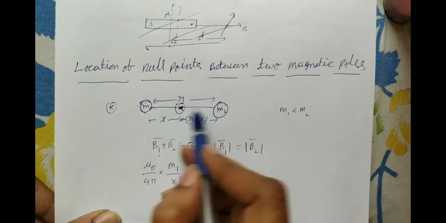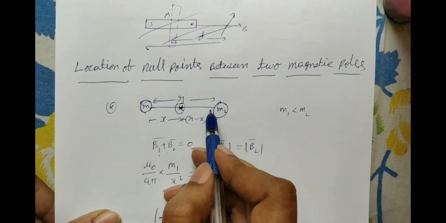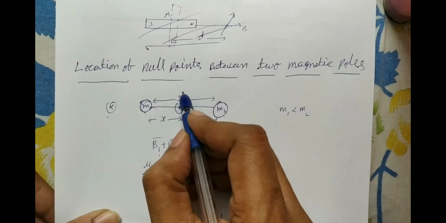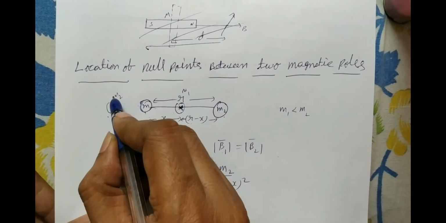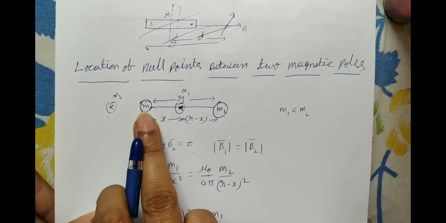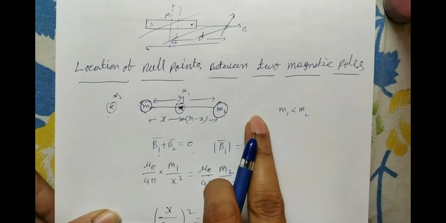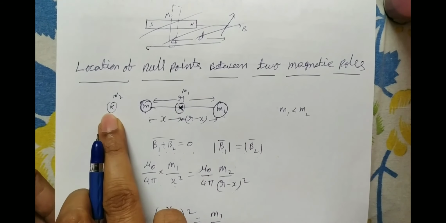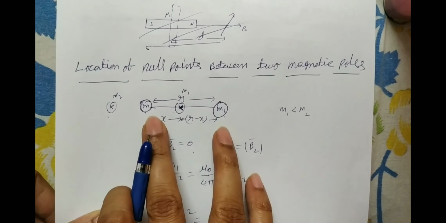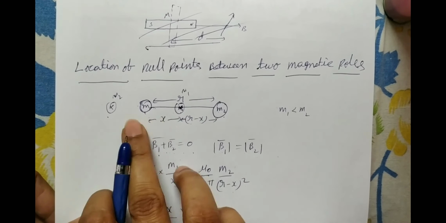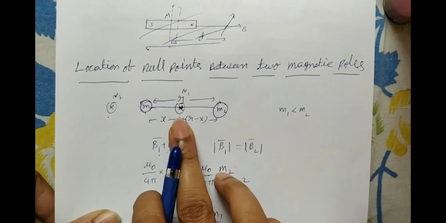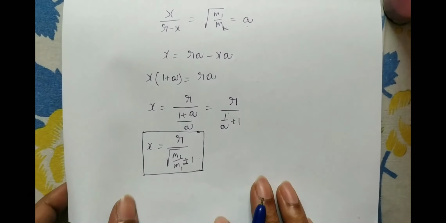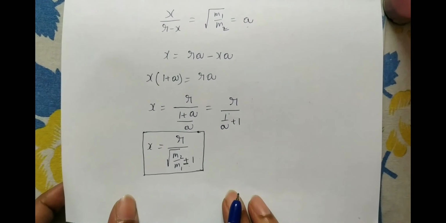And if you take unlike poles, you get the null point outside. So here is one neutral point, and here is another neutral point. Outside means this side also is possible. But here M2 is greater than M1, so we get it nearer to the weaker pole only. Like poles means between, unlike poles means outside, and nearer to the weaker pole. That is important here. So that is the formula: when you take plus and when you take minus, like poles for plus and unlike poles for minus.